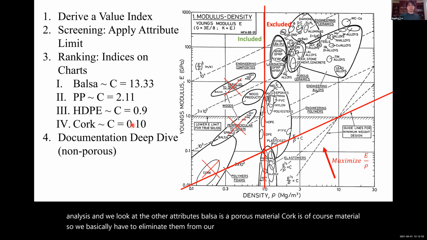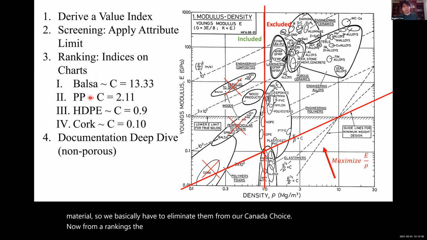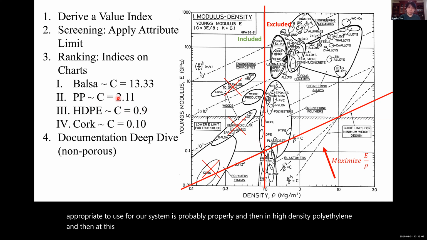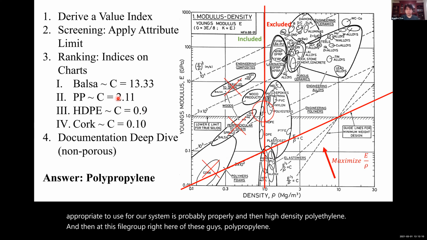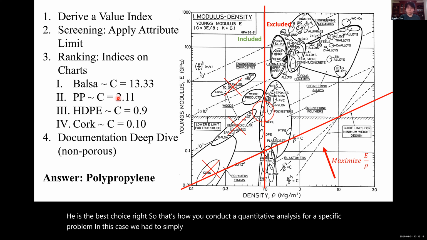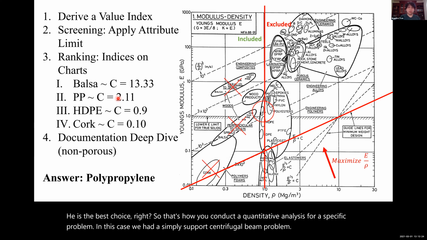Now, from our rankings, the only things that are available and appropriate to use for our system are polypropylene, then high density polyethylene, and then this final group right here. Of these, polypropylene is the best choice. So that's how you conduct a quantitative analysis for a specific problem. In this case, we had a simply supported centrifugal beam problem, and determined the best material for that function or system.